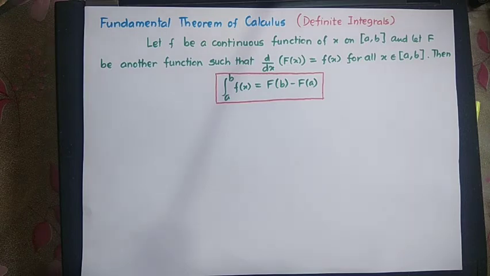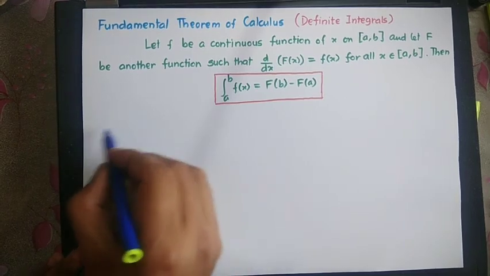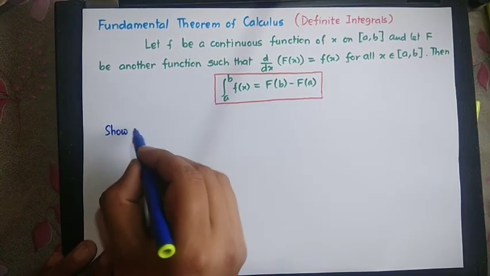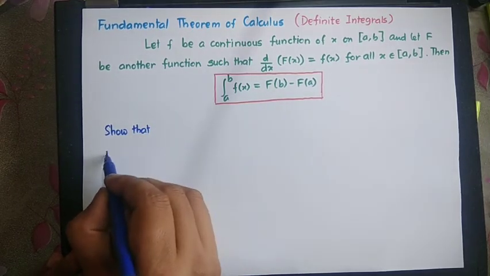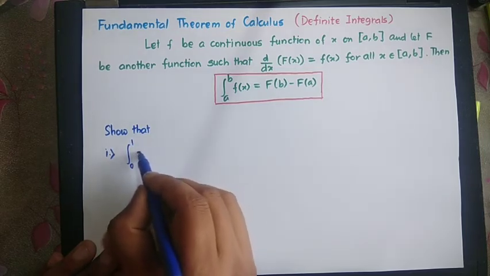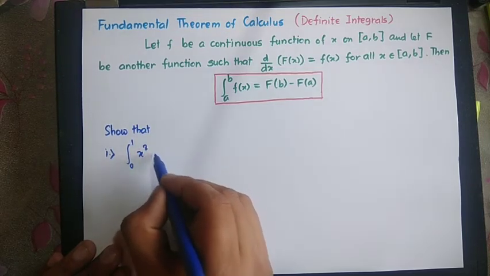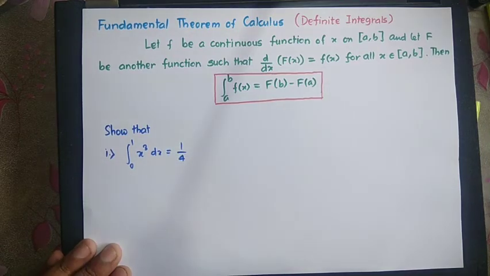But it's better to understand the statement using examples. For example, I'm going to take one question. Show that, let me call this number 1: the integral from 0 to 1 of x cube dx equals 1 by 4. So let's try to understand this.